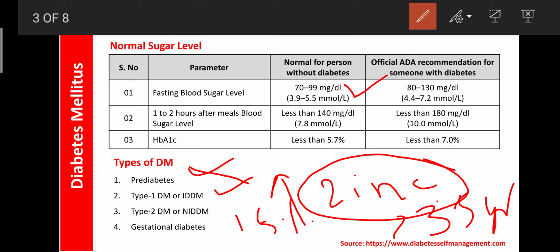And regarding the fourth type, that is known as gestational diabetes, it occurs during pregnancy, when the blood sugar level increases in the pregnant woman. That type of diabetes mellitus is known as gestational diabetes mellitus. If it is not managed during pregnancy or after labor, then it can become type 2.